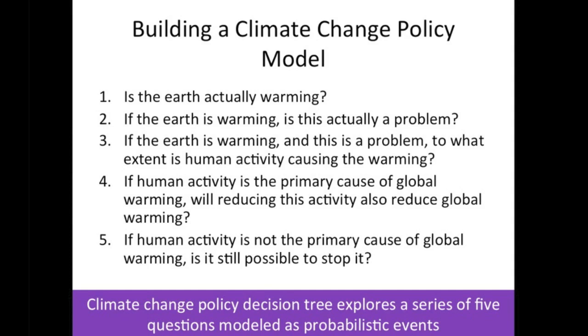So finally, given all those four questions, if human activity is not the primary cause, is it still possible to stop global warming? Posing this question acknowledges the existence of it and the problem of climate change, but basically forces consideration of alternative policy solutions.